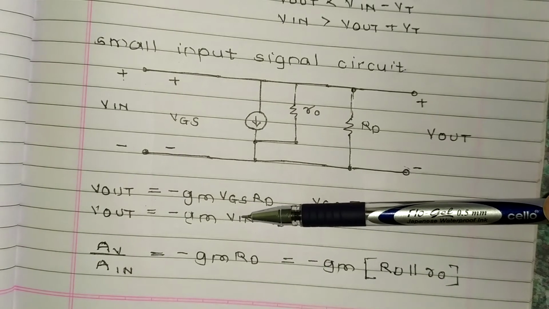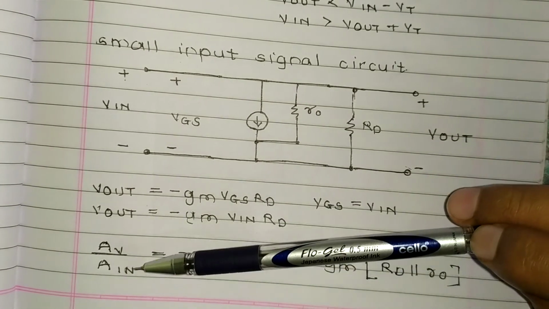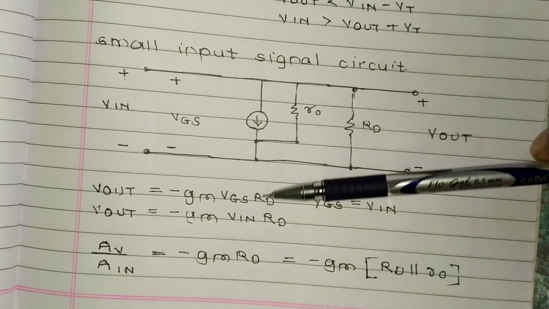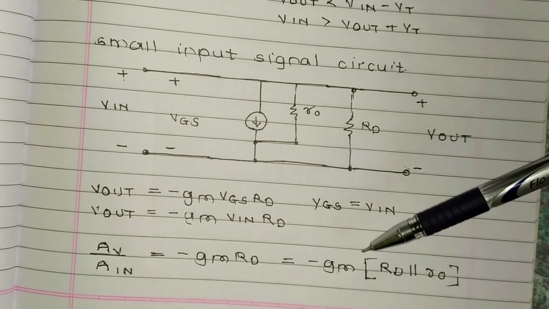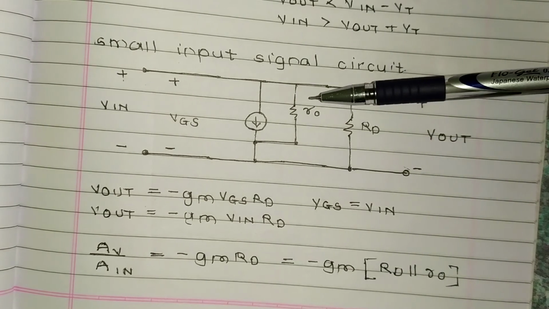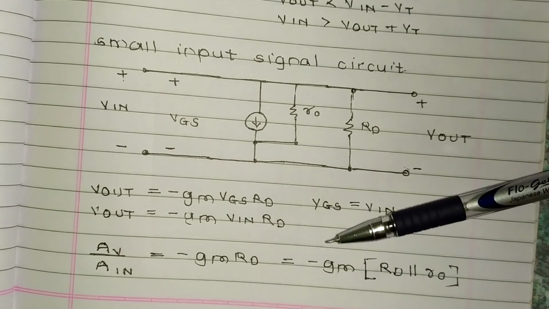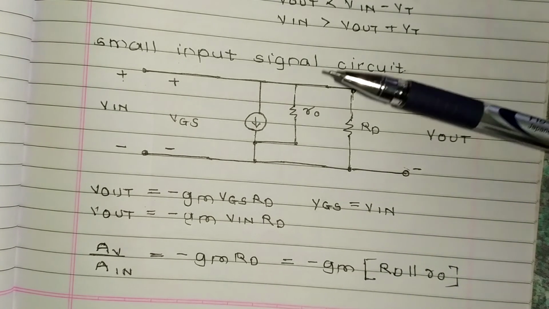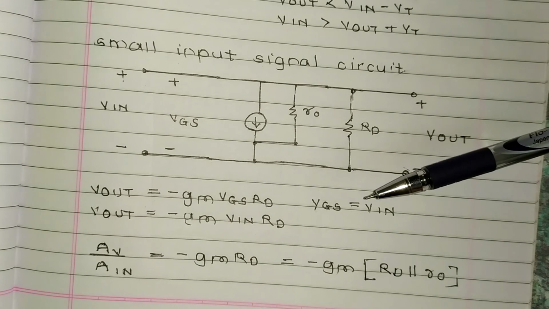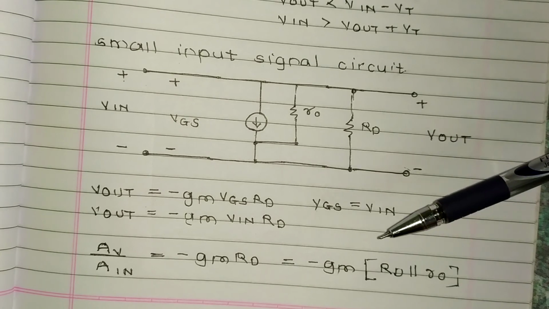So Vin goes here, Av. So minus gm RD it is. Then it is equal to minus gm in square brackets RD parallel to R0, because R0 is the internal resistance. So RD parallel to R0. So minus gm times RD parallel to R0 is the equation for output to input gain. So this is about common source with resistive load.